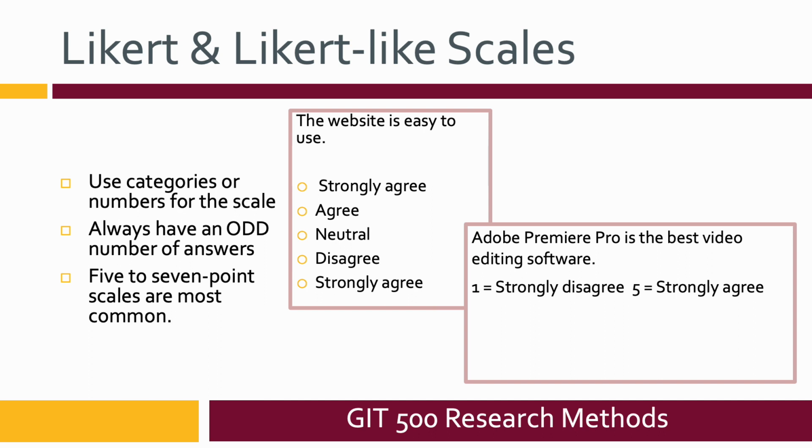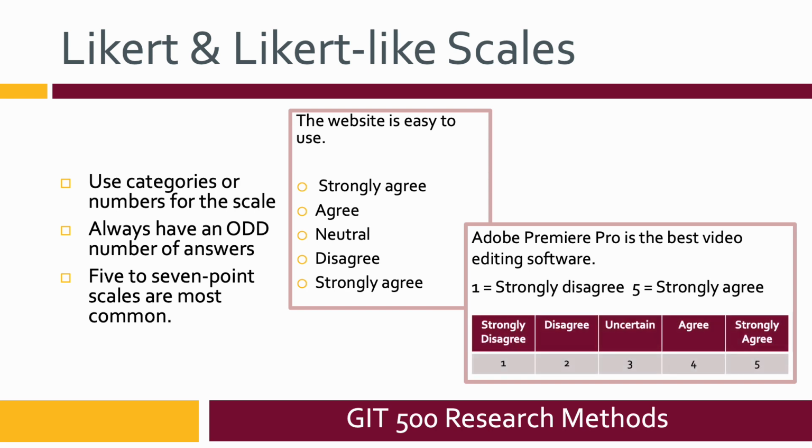When making Likert or Likert-like scales, you either give categories on the range. Here, the example is strongly agree to strongly disagree. Or you use numbers for ratings. And in the example on the right, Premiere Pro is the best video editing software. 5 is strongly agree. 1 is strongly disagree. And you can actually put them in a reverse order, whatever makes sense to you.